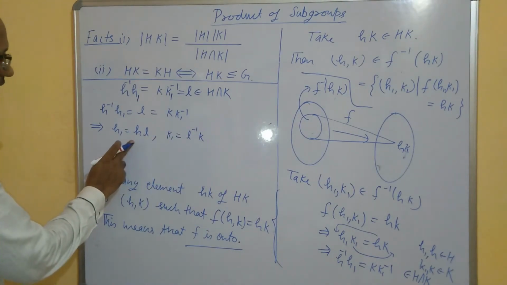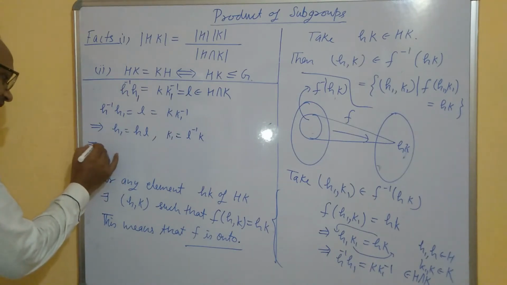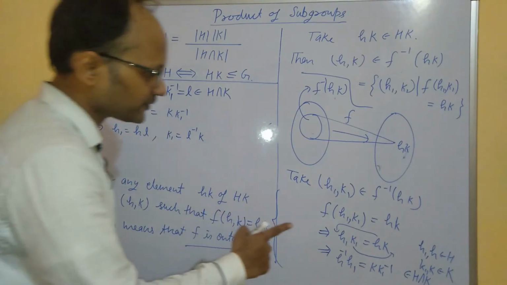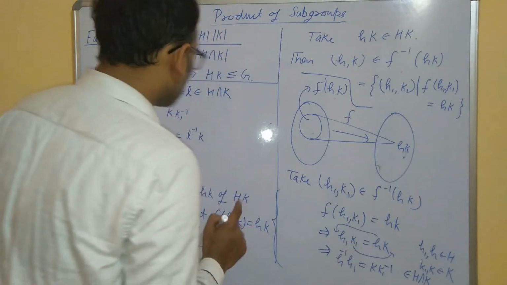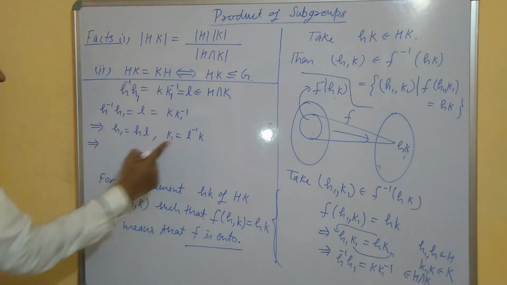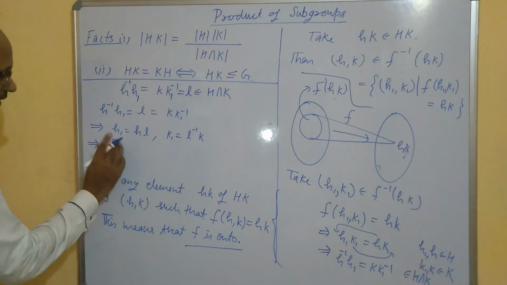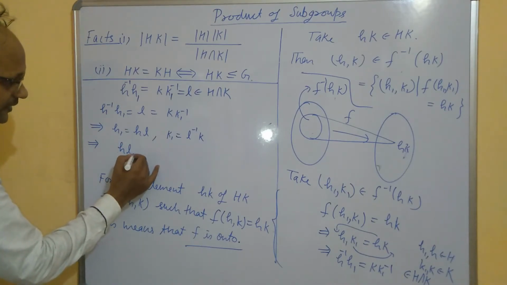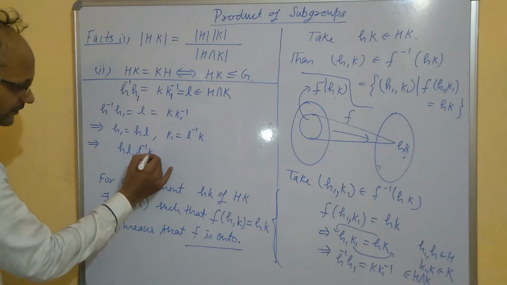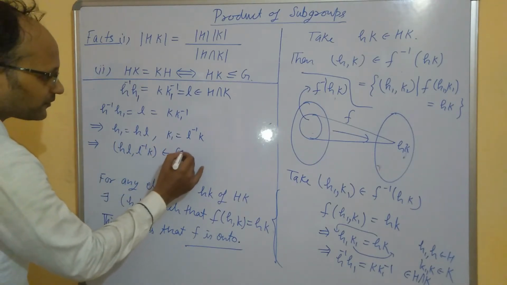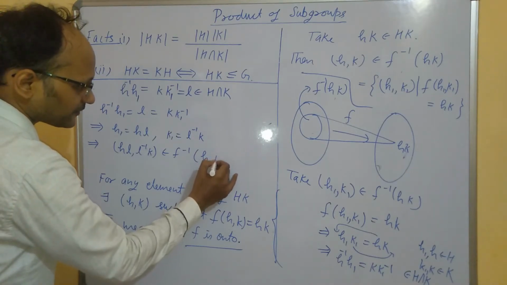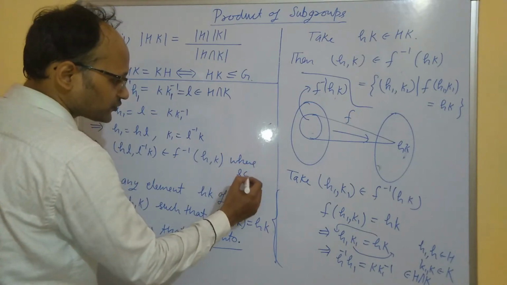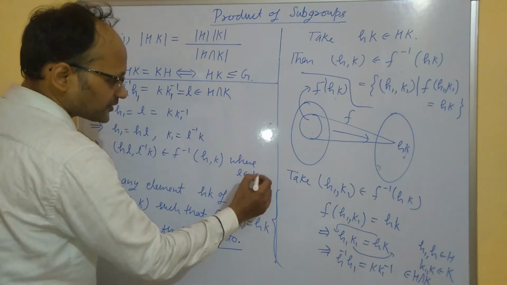So this implies we have taken h1 k1 in the inverse image. So h1 and k1 will have this form. It means the set of elements of the form, so let me write for h1 k1, hL L inverse k will belong to F inverse of hk, where L belongs to H intersection K.